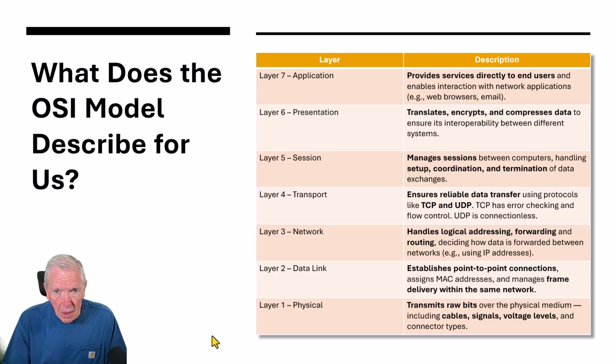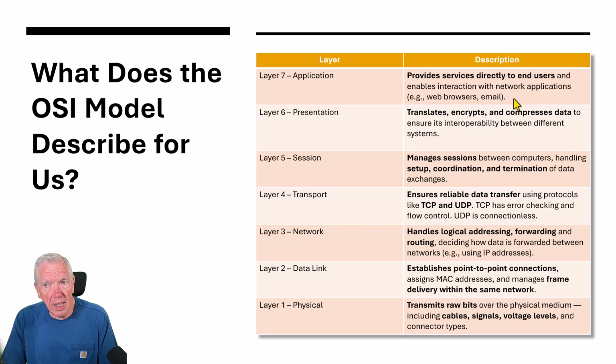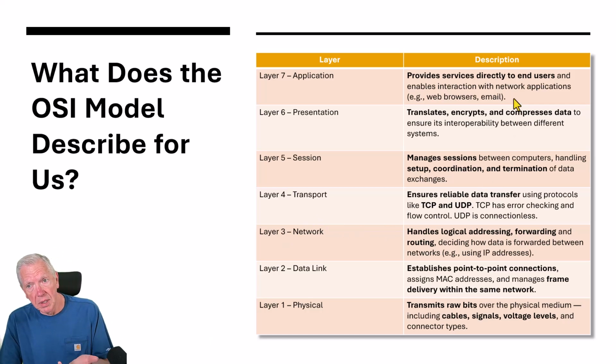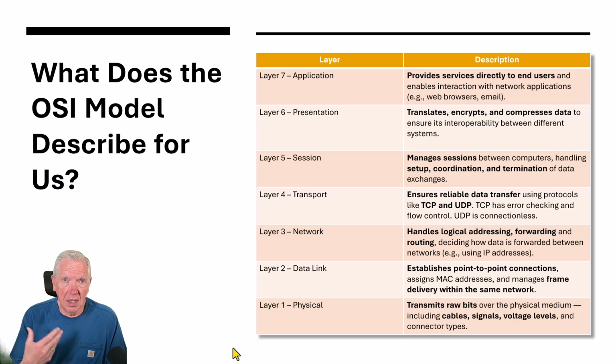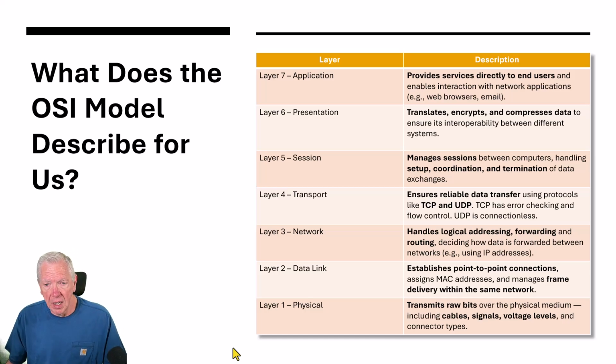Now, layer 7, the application layer, provides services directly to end users, and it enables interaction with network applications. So you could think of a web browser or Outlook mail, something like that. Layer 6 is the presentation layer. This is responsible for translating, encrypting, and compressing data. Layer 5 is the session layer, and this manages sessions between computers. It handles the setup and the coordination and the teardown or the termination of data exchanges.